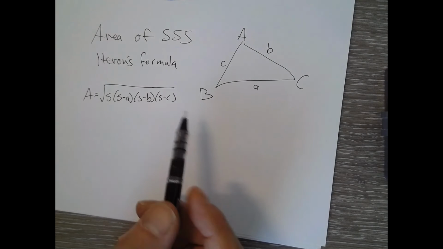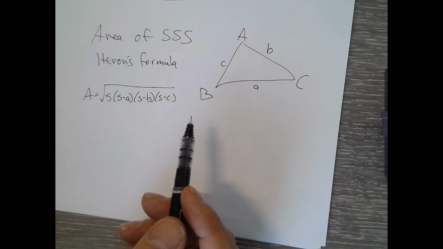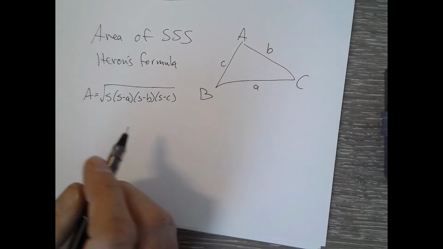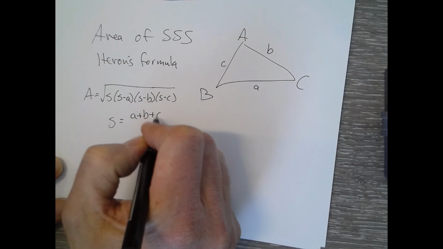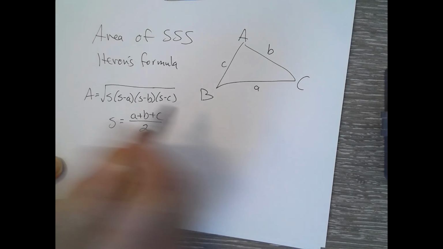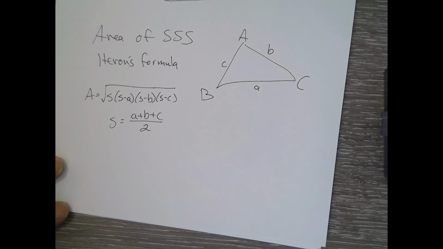Do we know what A, B, and C are? Yeah, they're on your triangle. We don't know what S is. S is almost like the average, but not quite, because we add up the three sides, but we divide by 2, not 3. So S is A plus B plus C divided by 2.